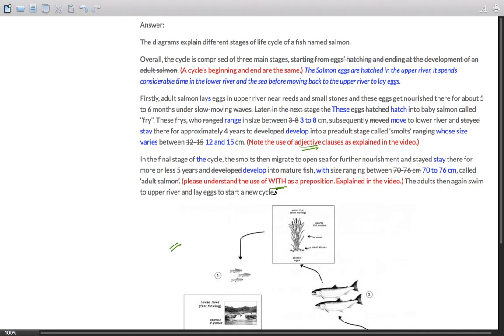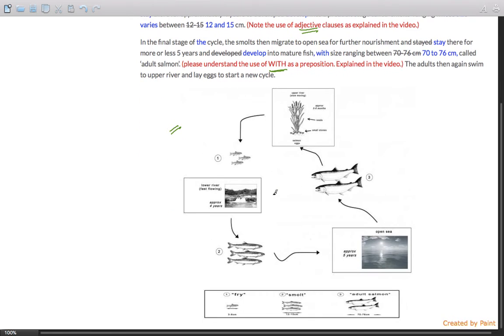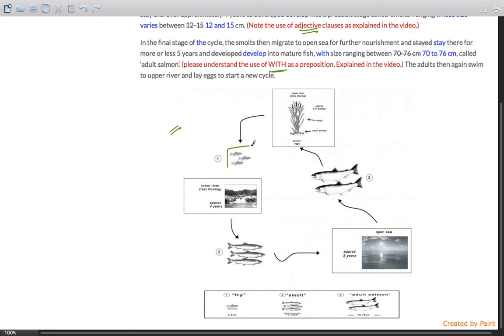Now, if you look at this picture, let us go through it. There are some data which are available for each category. For instance, this category of fish over here is called fry. It's written over here, fry. The second category is called smolt, and that's mentioned over here. The third is called the full adult fish, the adult salmon, as mentioned over here.